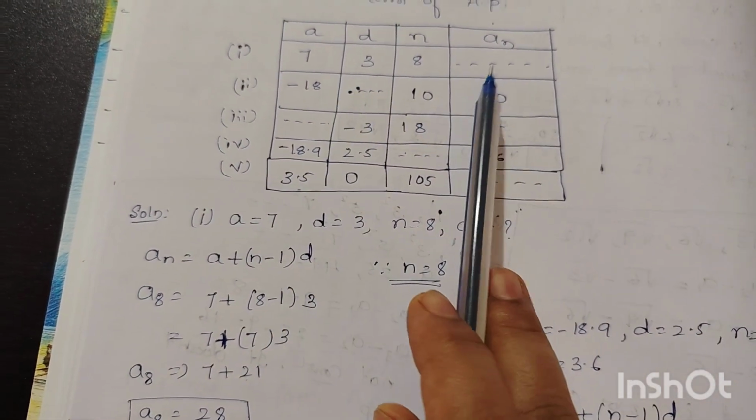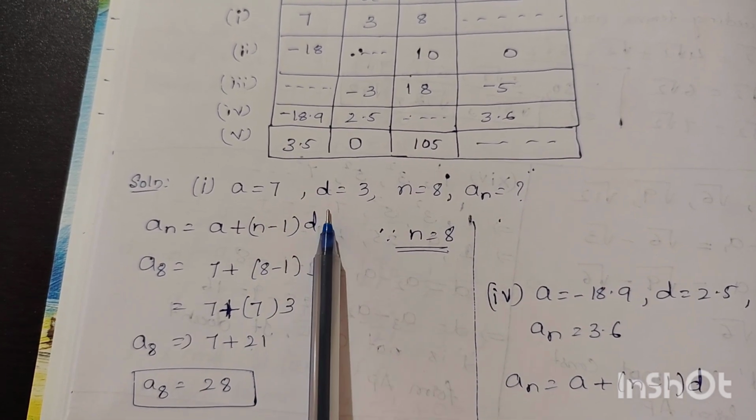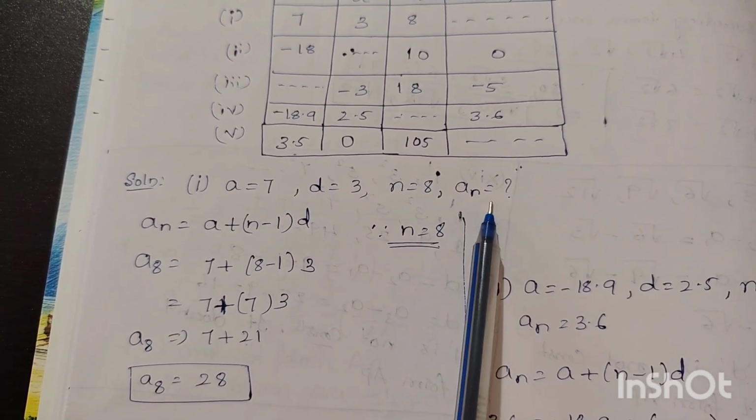First I will take this one. a is equal to 7, d is equal to 3, n is equal to 8. We have to find an.